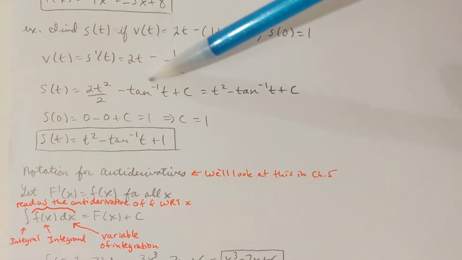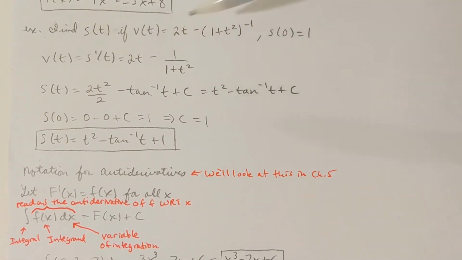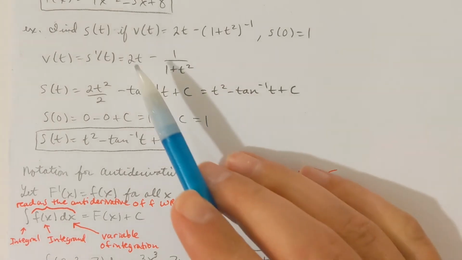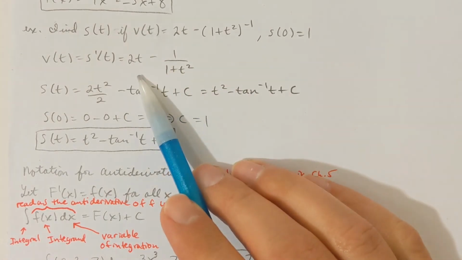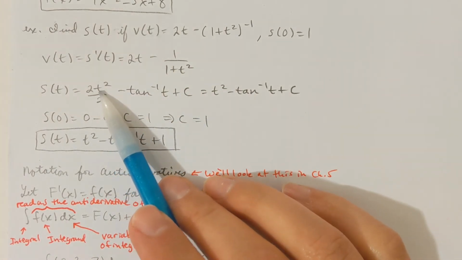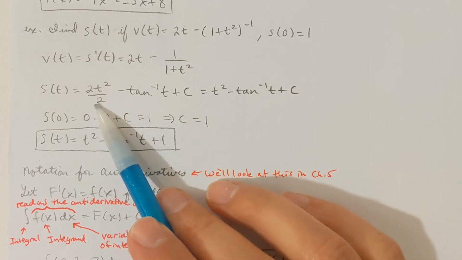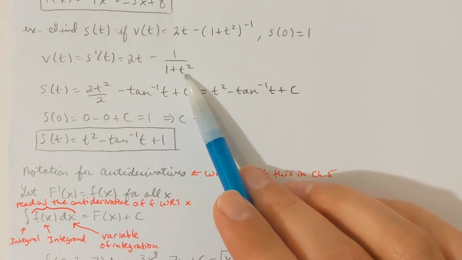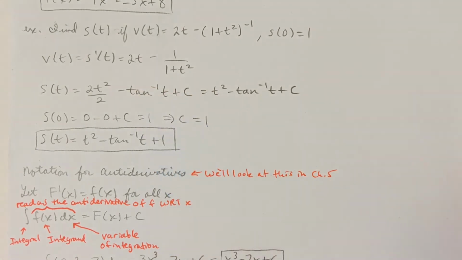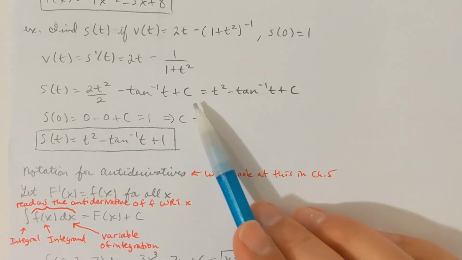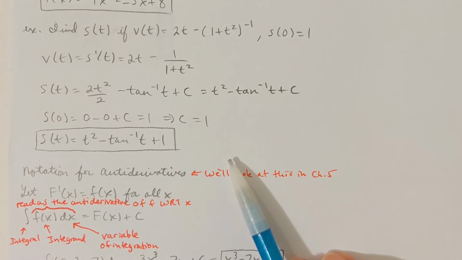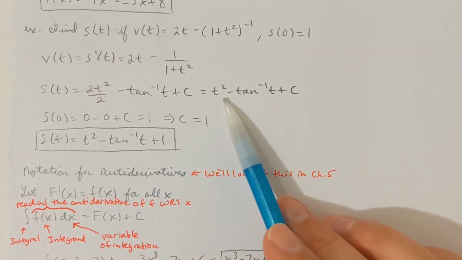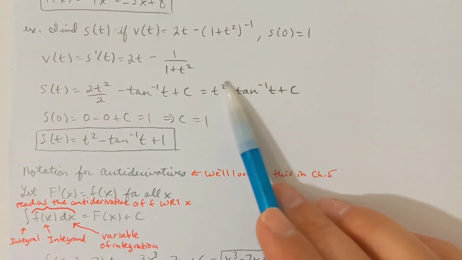I need to know the antiderivative. Well, antiderivative of 2t, you're going to add 1 to the power, divide by the new power. That'd be 2t squared over 2. The 2's are going to cancel there. And then minus the antiderivative of 1 over 1 plus t squared, that is tangent inverse of t. Plus a constant. The 2's cancel there, like I said. And so here's s of t.